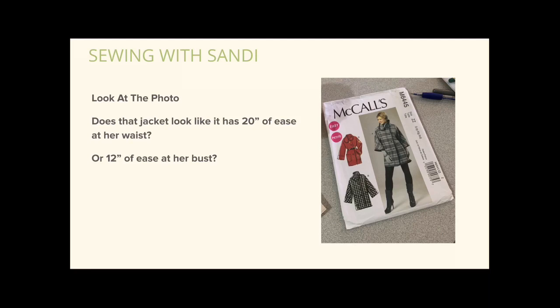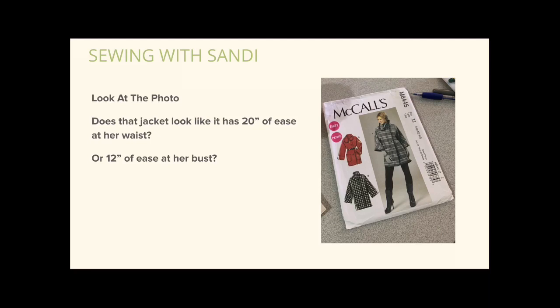And I also want you to look at the curve at her waist in the jacket. This pattern is straight. There's 51 inches at the bust and 51 inches at the waist. There's no curve there. So if you're looking at this photo and you're thinking, I like the way that jacket fits, that's the jacket for me, when you make it, you may be disappointed.